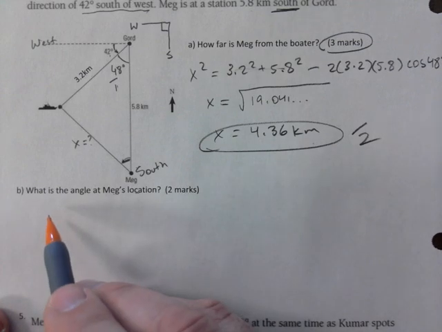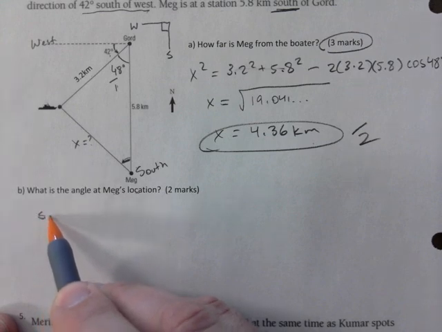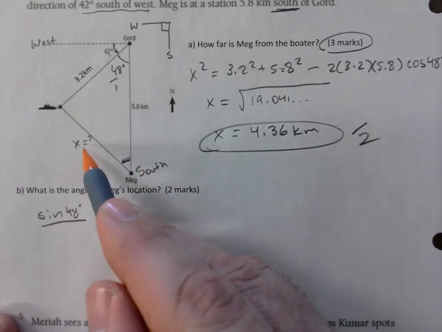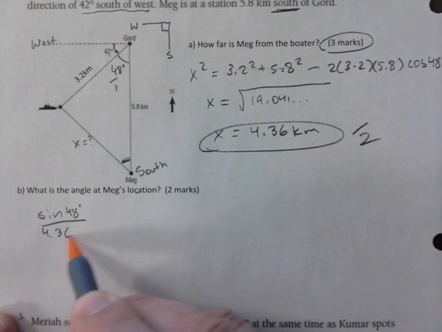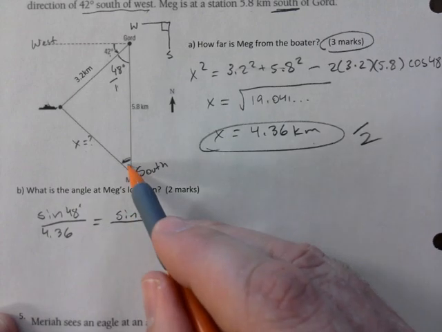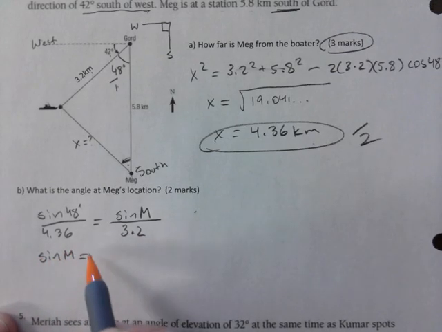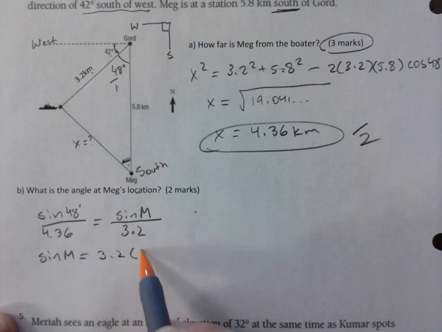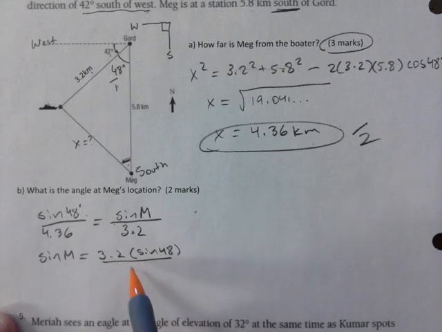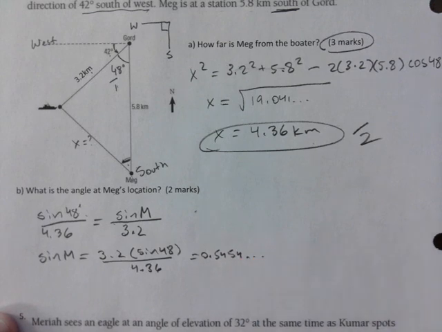I will just say this. Well, I'll do it because I need you to know how to do this. If you use sine law, I will use sine of 48 over the side you just found, which is 4.36. Okay, that's your pair. And then I'm going to go sine of M, right, this angle, over the side across from it. This is a bit more work, okay? You can't drop the sine in front of the M. So you cross multiply here, then you divide by 4.36, and you get 0.5454, and that keeps going.